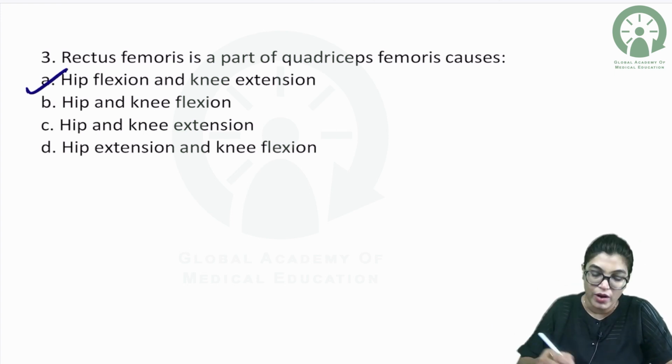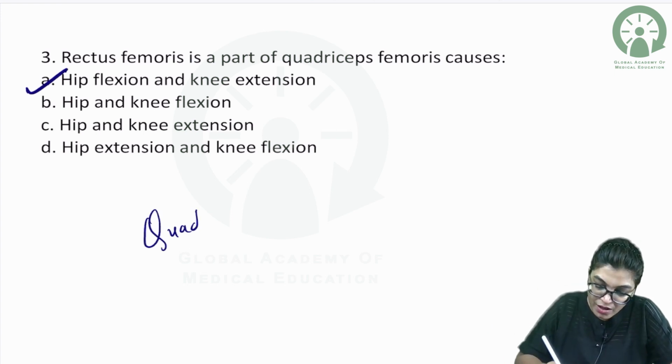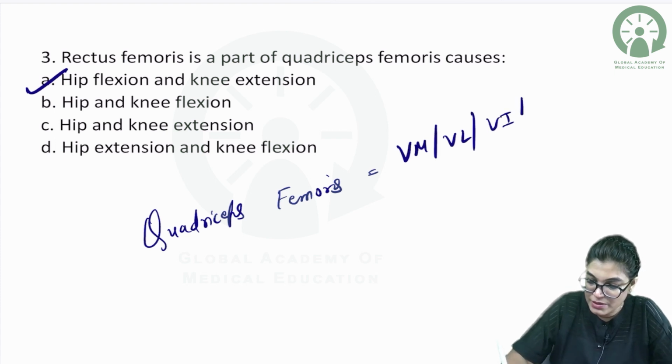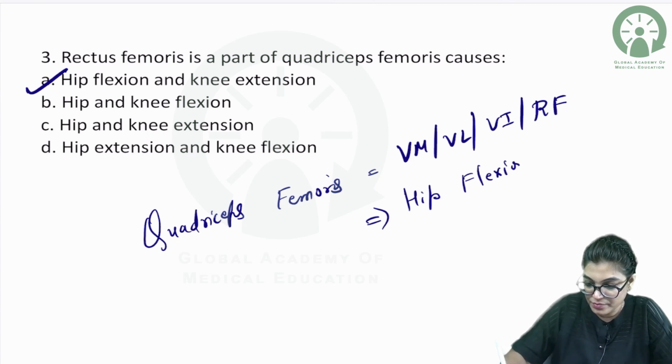Actually, all the muscles of the quadriceps femoris group, that is vastus medialis, vastus lateralis, vastus intermedius and rectus femoris, have the common action of hip flexion and knee extension.